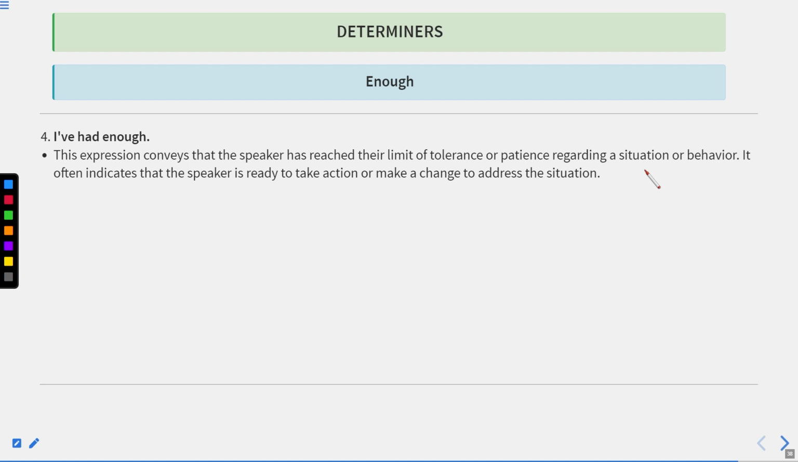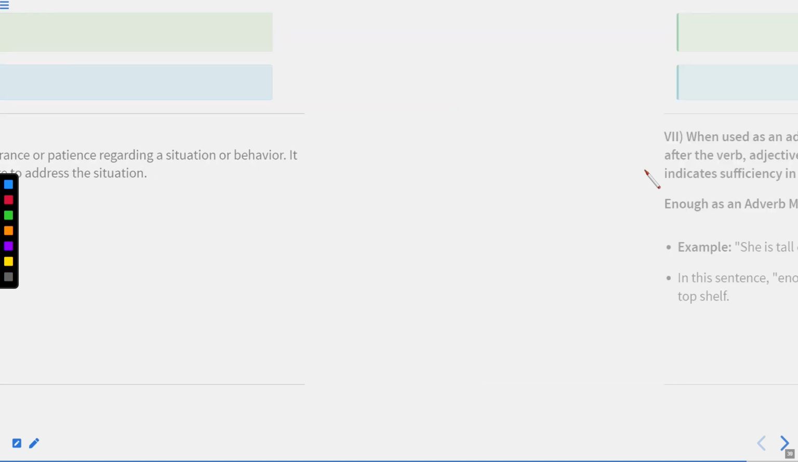It often indicates that the speaker is ready to take action or make a change to address the situation, because now it is beyond the limit of his patience. Okay, he cannot tolerate anymore.